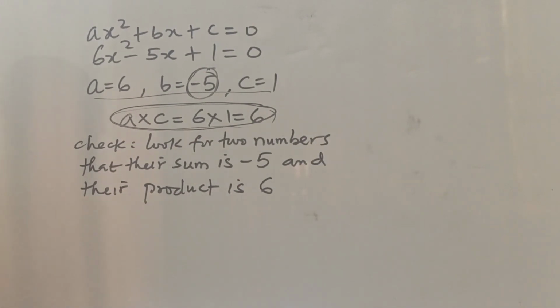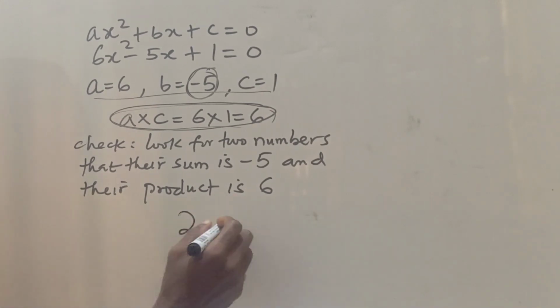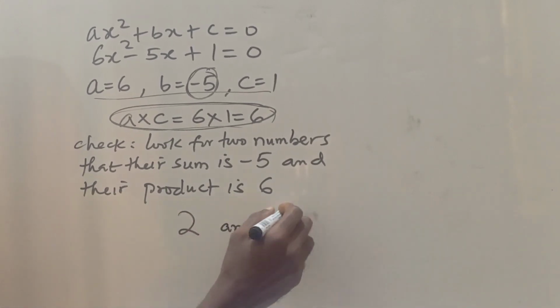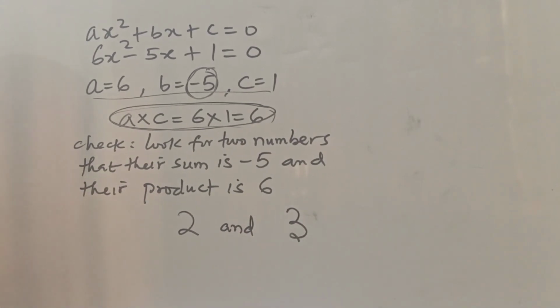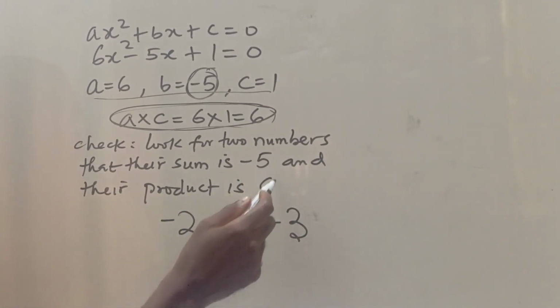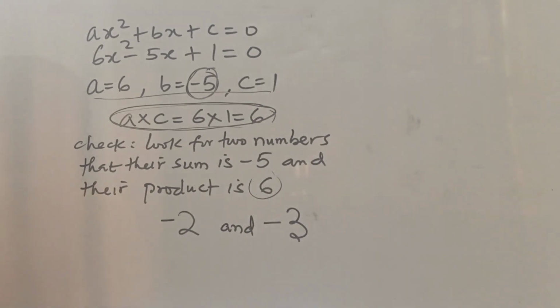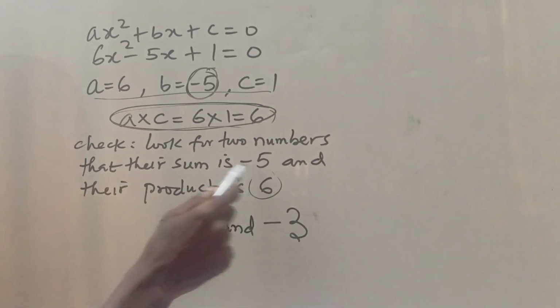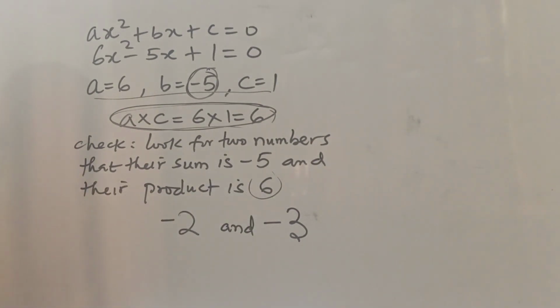So the two numbers, by inspection, I can see 2 and 3. But now we have to put signs. If I have minus 2 times minus 3, I'll get 6. If I add minus 2 plus minus 3, I'll get minus 5. So these are the numbers by inspection.